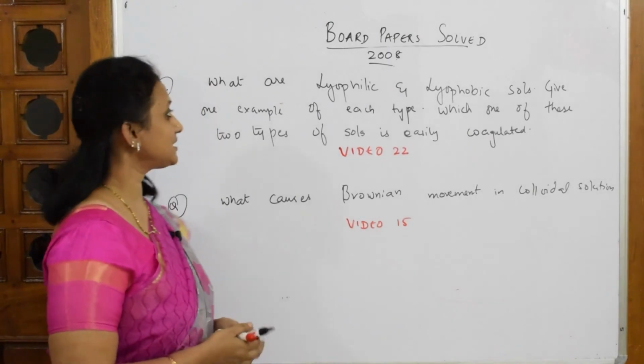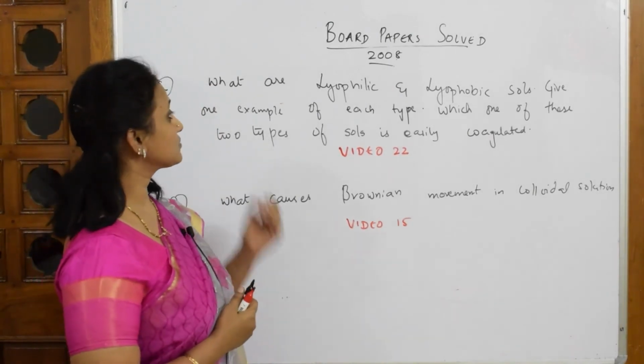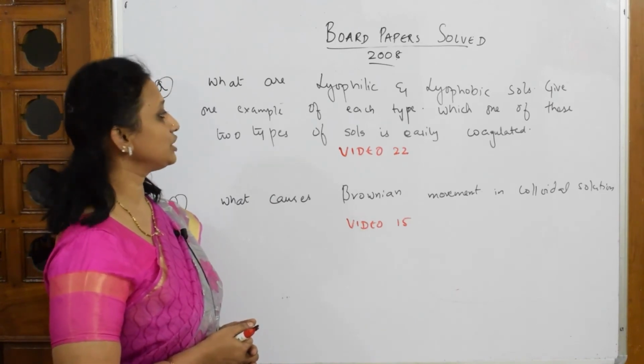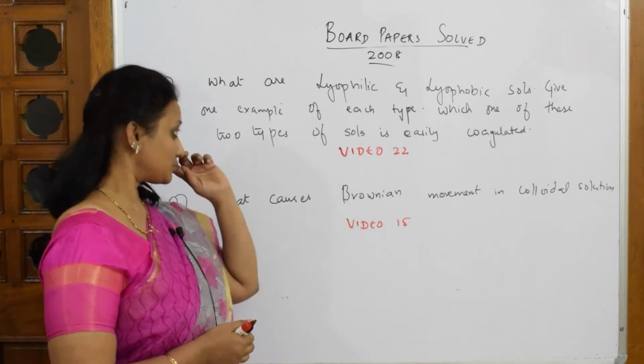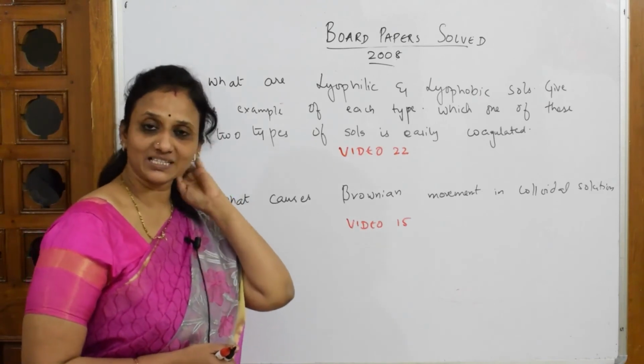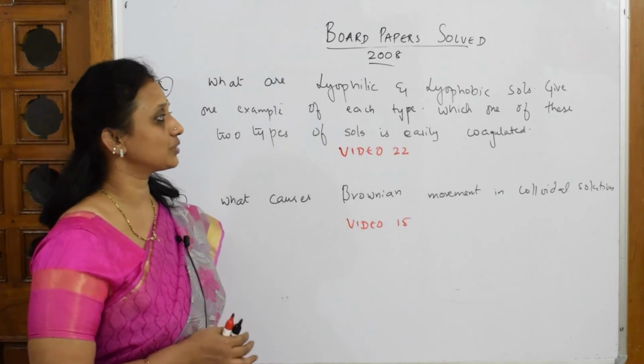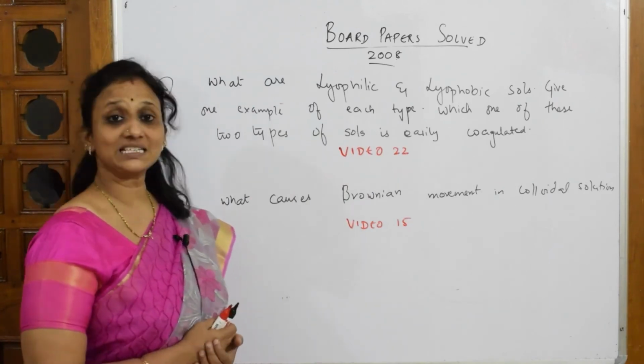Right, let's come back and see. In the 2008 paper, they've given us: what are lyophilic and lyophobic salts? Give an example for each of the types. Which of the following two types of salts are easily coagulated? I've done this in video number 22, but in the second question I'll tell you how to write. Which one of these two types of salts is easily coagulated?